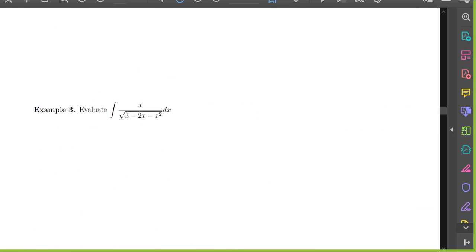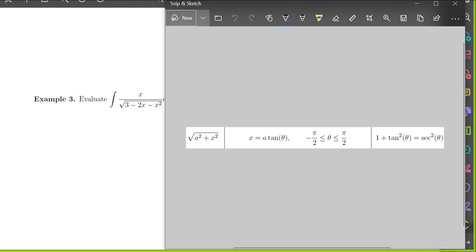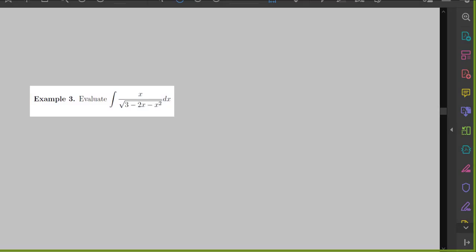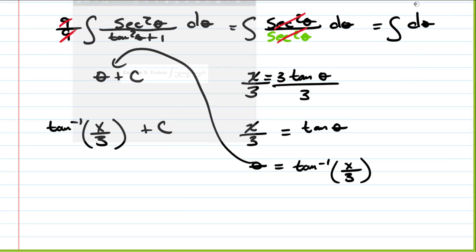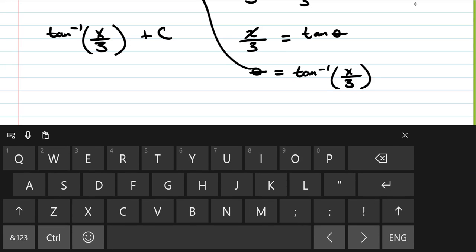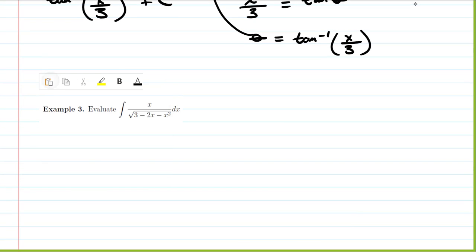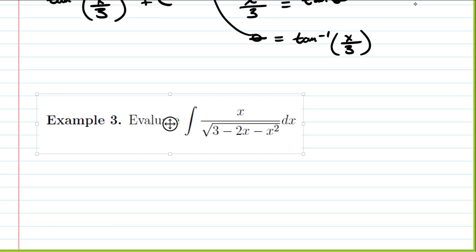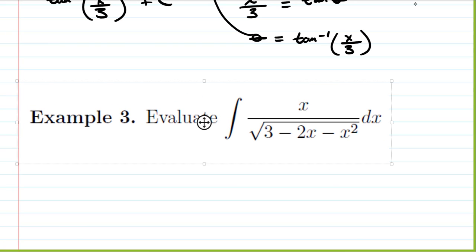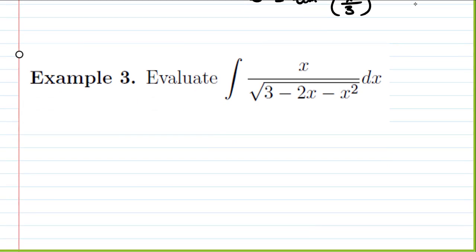All right, so let's take a look at example number 3. So example 3 is essentially this technique, but it's wearing a hat and a scarf. And what I mean by that is before we can actually do this integral, we need to make it look like one of the things from our form. Well, unfortunately, it doesn't look like that yet, but we do have a radical, right? So we have to do some algebra to help us.